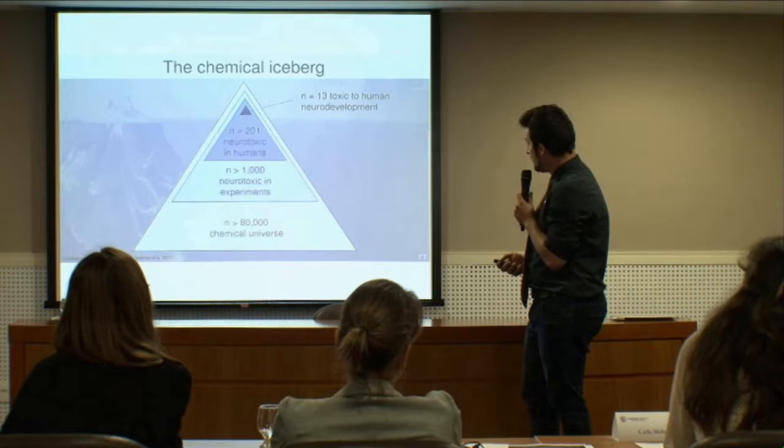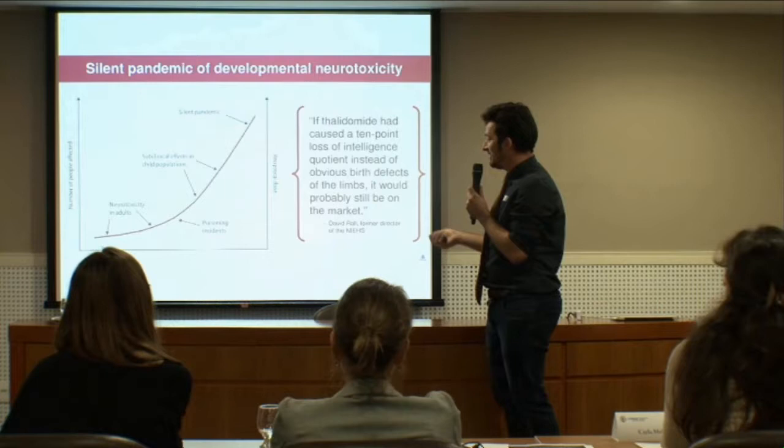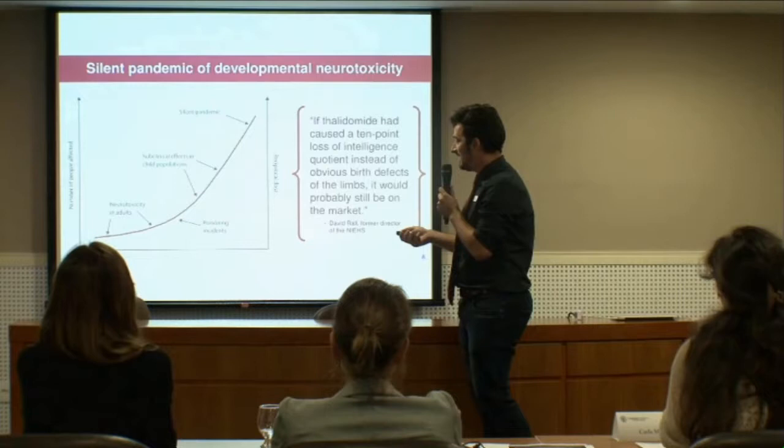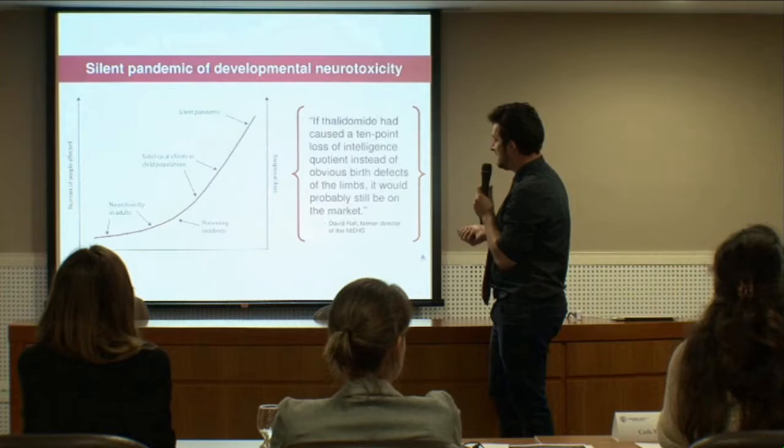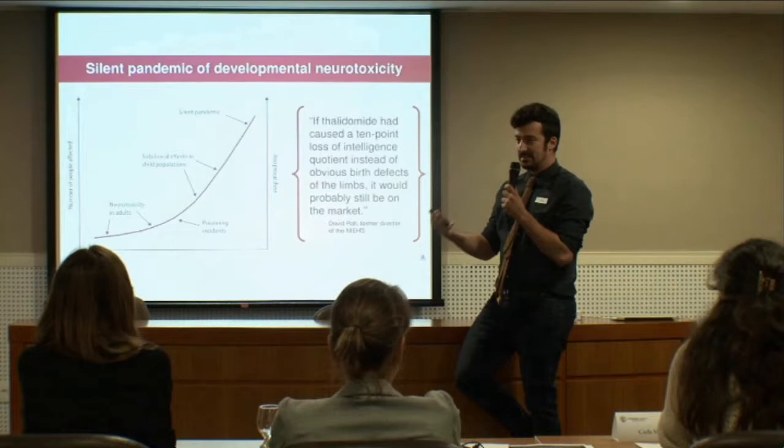So how are chemicals normally detected in developmental neurotoxicity? We first find a chemical that is affecting neurotoxicity, and then we slowly find out that this chemical was affecting the children population or the development of the fetus. This is called the silent pandemic, and this is why many people think these diseases are increasing right now in our society.